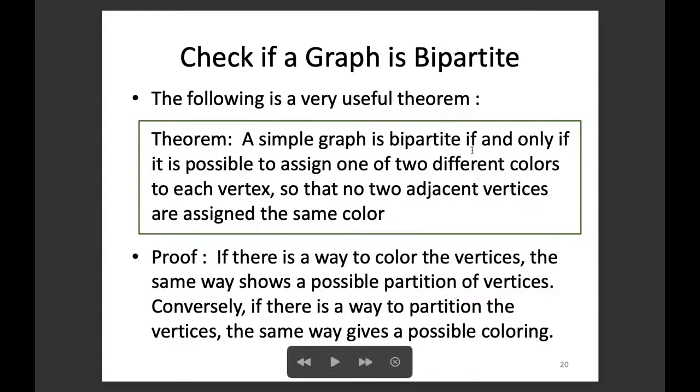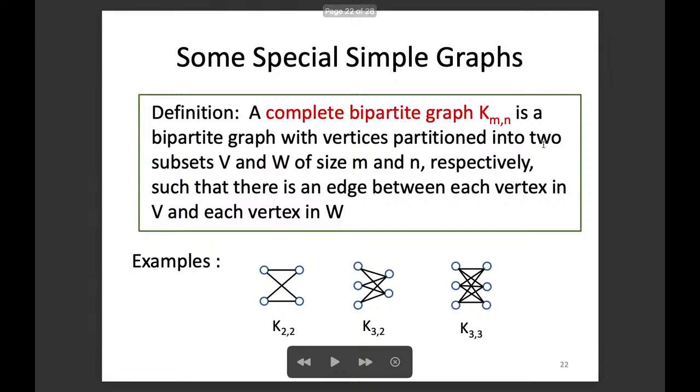So this is capturing what we have just said. If a graph is bipartite, then we must be able to assign the vertices into two colors, such that no adjacent vertices are assigned the same color. And this is true also the other way. So it is if and only if. Okay. And then once we have talked about bipartite graphs, we can also define something called a complete bipartite graph.